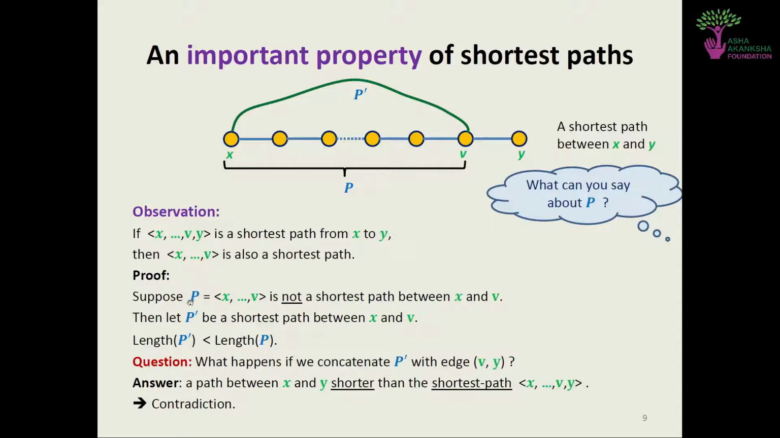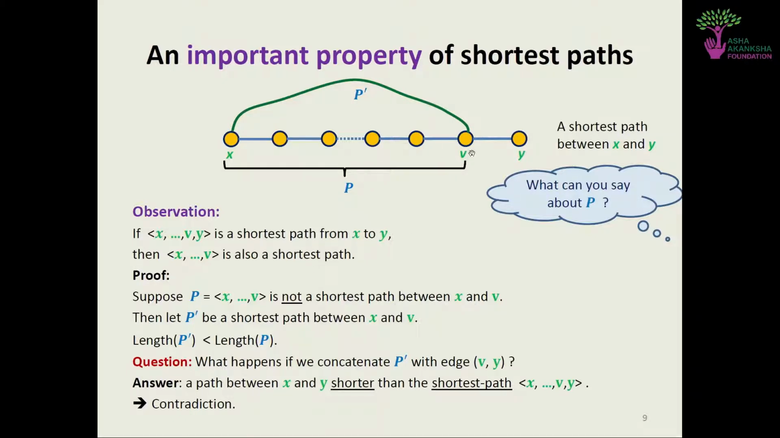The proof is, let's suppose capital P is the path from x to v which we had gotten from the x to y path. Let's suppose that this is not the shortest path. We want to prove this by contradiction, so we are assuming it to not be the shortest path. Let's say there is a different path, p dash, which is the shortest path from x to v.